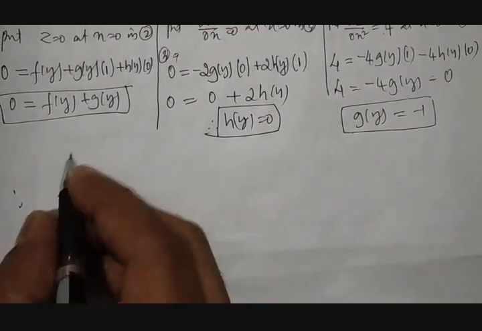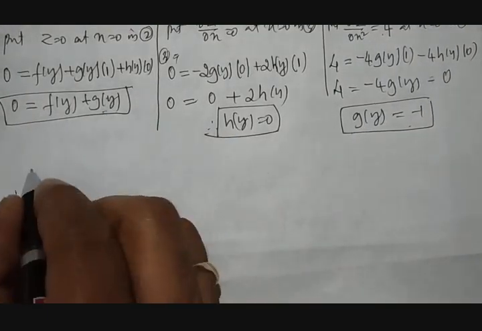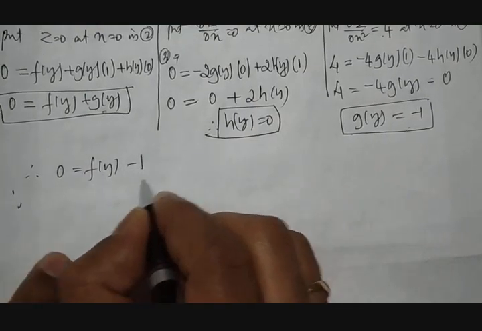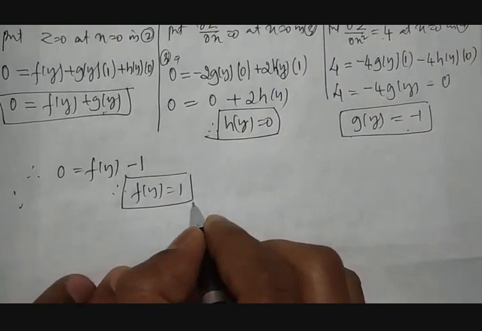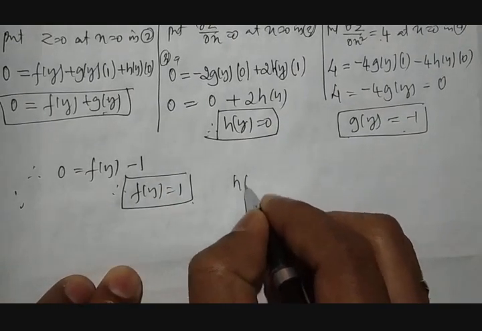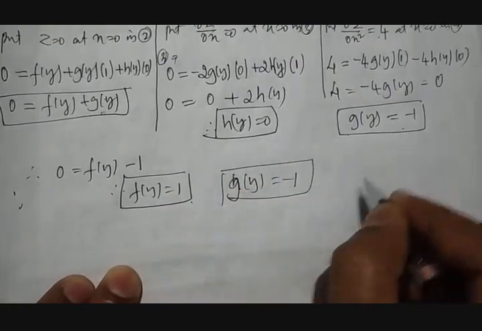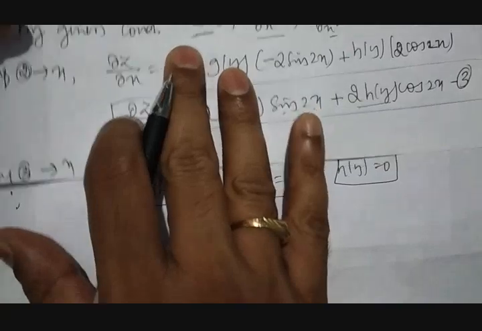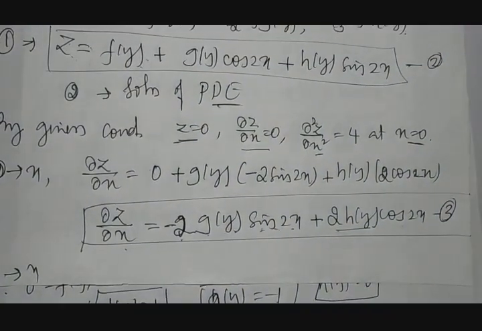Therefore, put g(y) as minus 1 in this equation. It becomes 0 equal to f(y) minus 1, therefore f(y) is equal to plus 1. So g(y) is equal to minus 1 and h(y) is equal to 0. Now substitute all these results in equation number 2, because we need the z value.